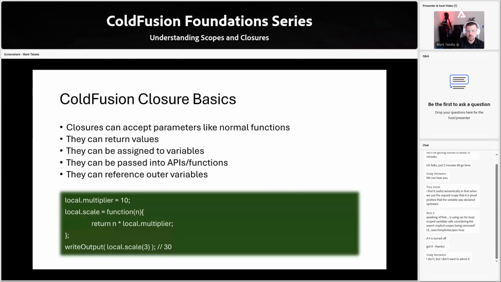So what does that mean? Closures can accept parameters like normal functions, and they can return values. They can be assigned to variables. They can be passed into APIs and functions. So yeah, it's kind of a weird thing, and I wish I could actually show you this running.